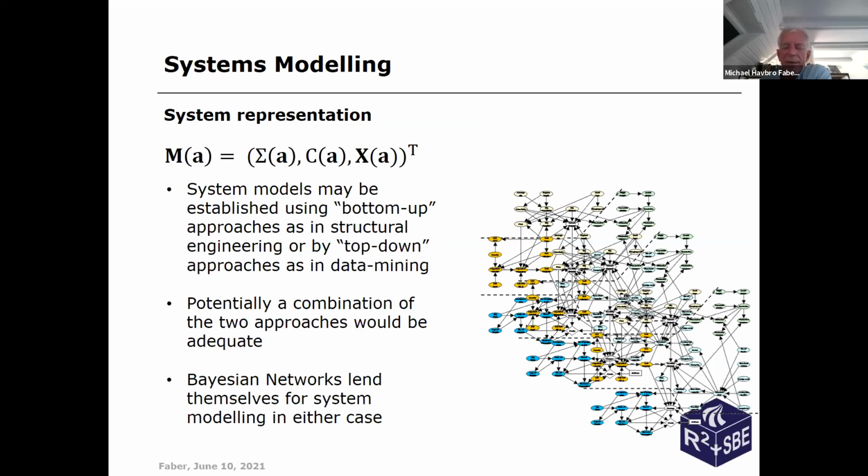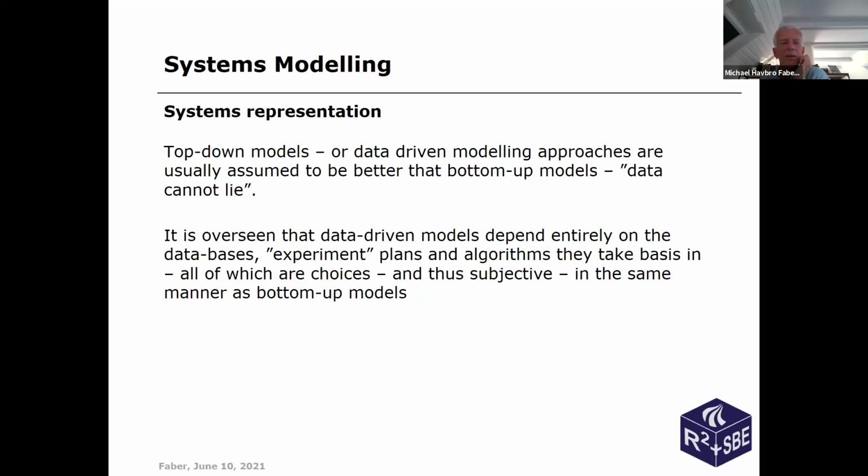As I said, bottom up, top down, in the end, it's mostly adequate to look at the combination of these two techniques. I think I have to speak much faster.